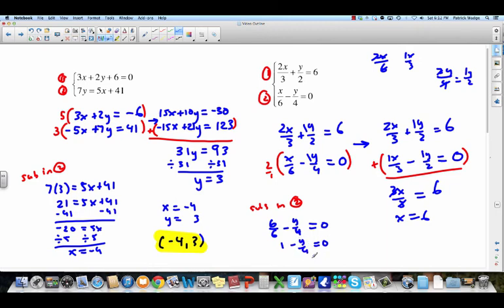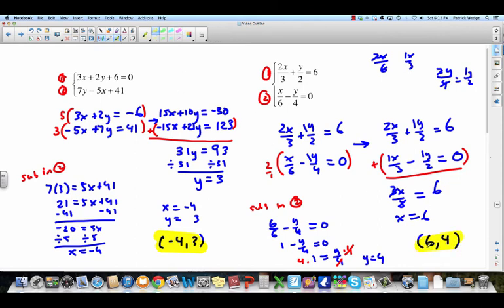Let's move the y over 4 to the other side. 1 equals y over 4. And since this is divided by 4, we're going to multiply by 4 and multiply by 4. Those 4's cancel. You're left with y equals 4. Our answer is x equals 6, y equals 4, or (6, 4).